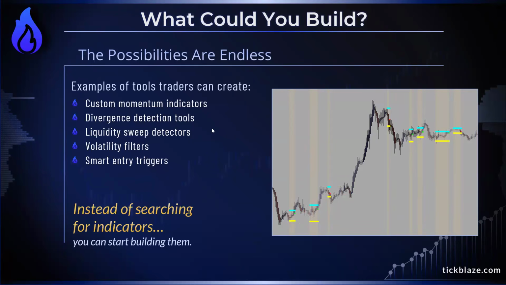So anyway, there's another example, but the examples open up pretty dramatically with the use of AI. I mean, you can build custom momentum indicators, divergence detection, liquidity sweep detectors, volatility filters, smart entries, the whole gamut, right? You get stuck in the fake out breakout, right? So this can help you with that as well. So now, instead of having to go searching, let's just build it yourself.